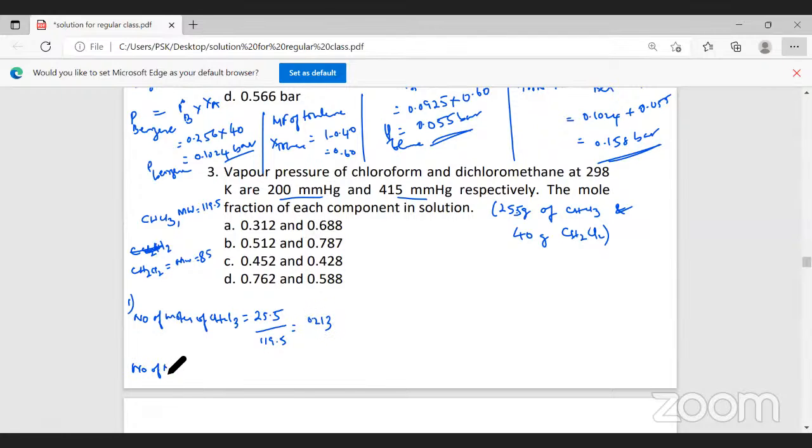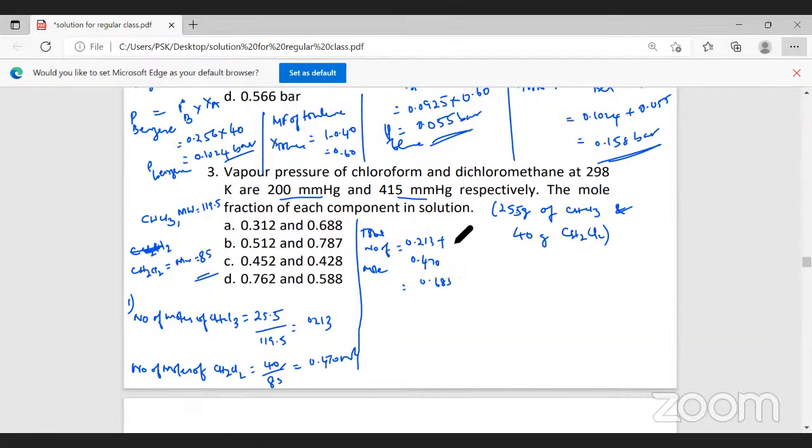Similarly, number of moles of dichloromethane, CH2Cl2, will be 40 divided by the molecular mass we calculated, 85. So that will be equal to 0.470 mole. What will be the total number of moles now? Total number of moles will be equal to 0.213 plus 0.470. That will be equal to 0.683. This is the total number of moles.